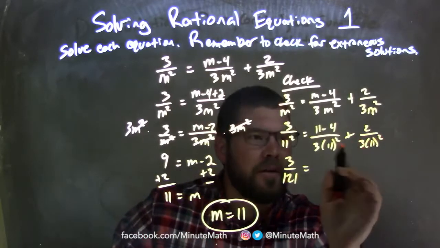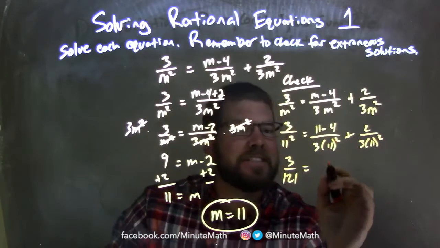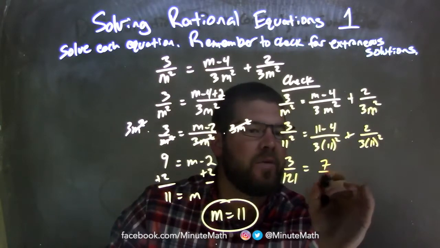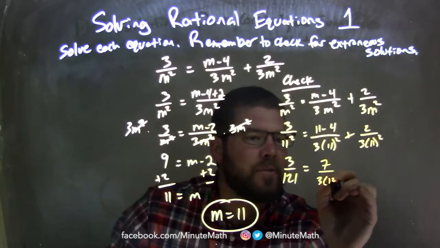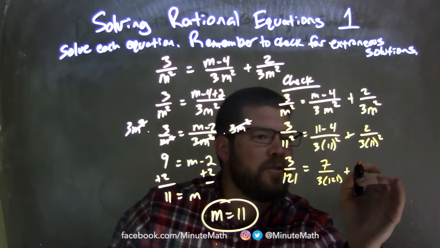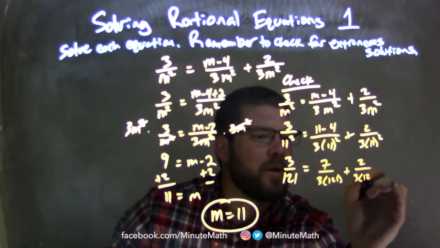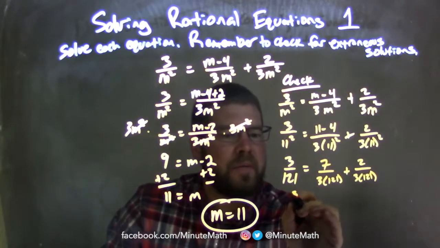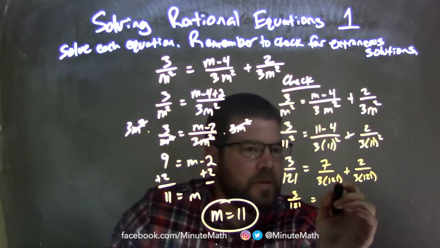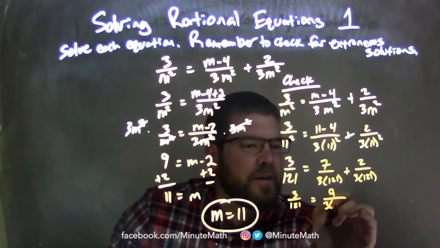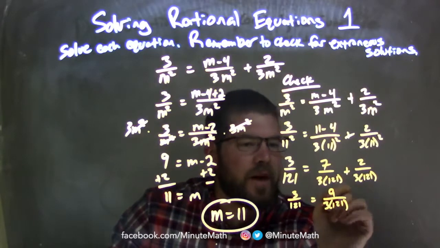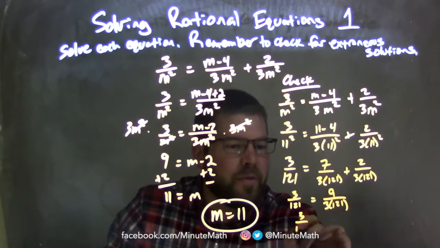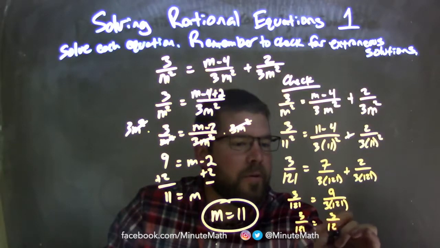Fantastic. So now we have 11 minus 4, which is a 7, right? Over 3 times 11 squared, which is 121, plus 2 over 3 times 121. Now, these are the same base, we can combine them together. 3 over 121 is equal to 9 over 3 times 121, right? 7 plus 2 is 9. And then from there, 9 divided by 3 comes out to be 3 up top. So we have 3 over 121 equals 3 over 121.